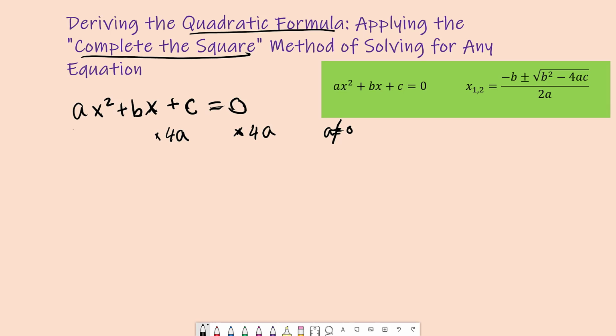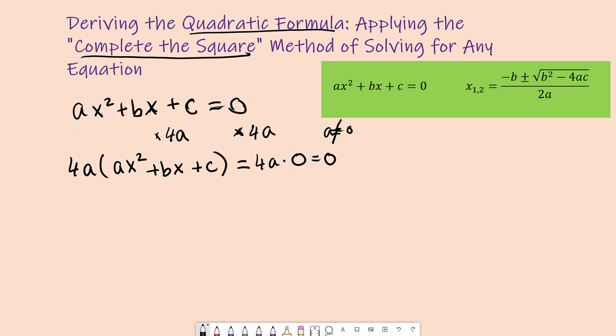We're definitely looking at a quadratic equation. If a were 0, we would just have the b term here, b times x plus c, and we know how to solve for that. So we're definitely looking at a case where a does not equal 0. So what do we get? Let's write this out. We have 4a times (ax squared plus bx plus c) equals 4a times 0. So the right-hand side of this equation is easy. 4a times 0 is 0.